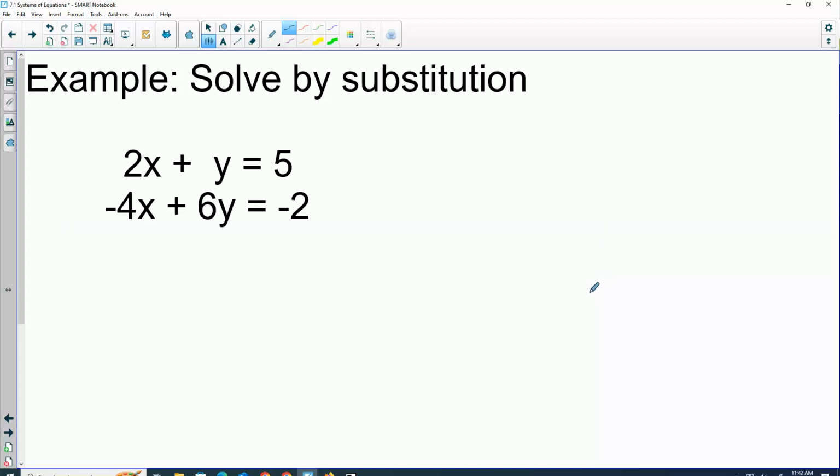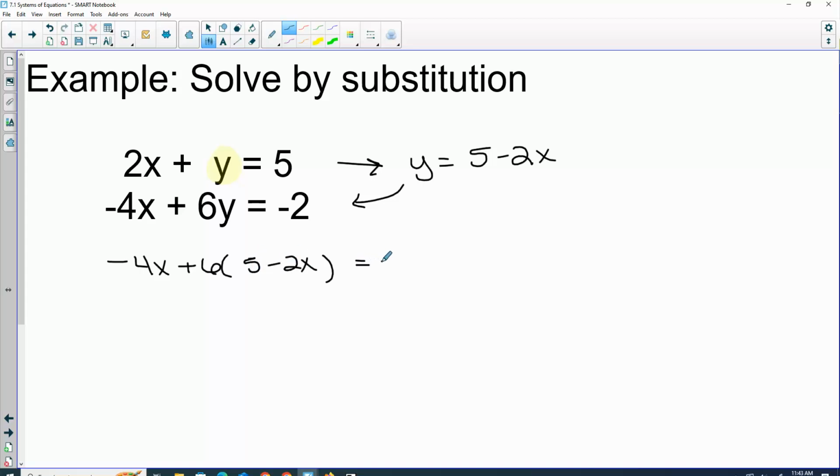On this one, what would it be easiest to solve for? The y in the top one. That way you don't have any fractions. And so if I do that, I just have to subtract over the 2x. So y is 5 minus 2x. So then we sub it into the other one. The other one is negative 4x plus 6 times, what is our y? plus negative 2.